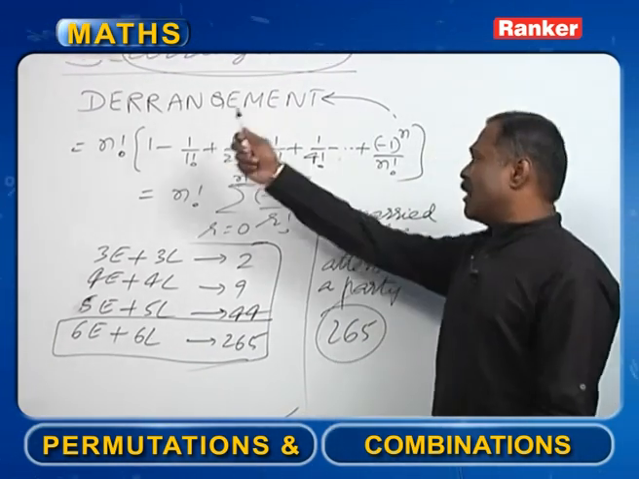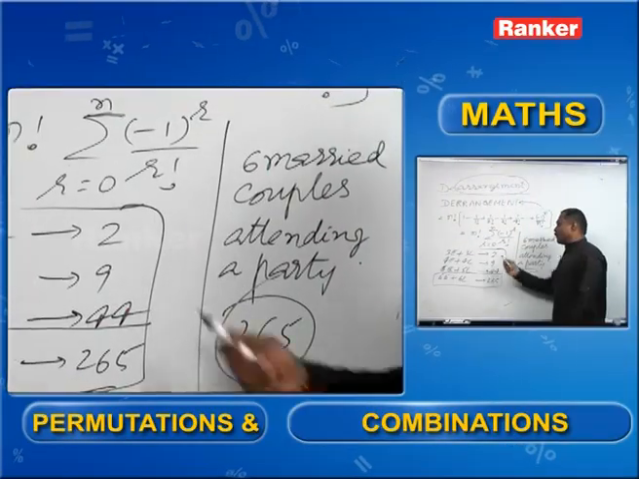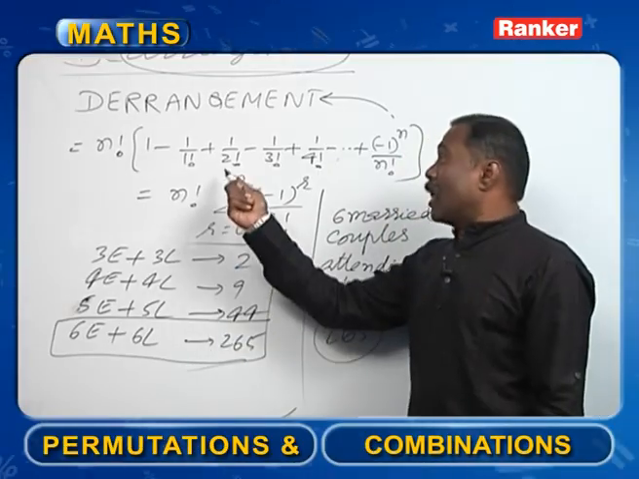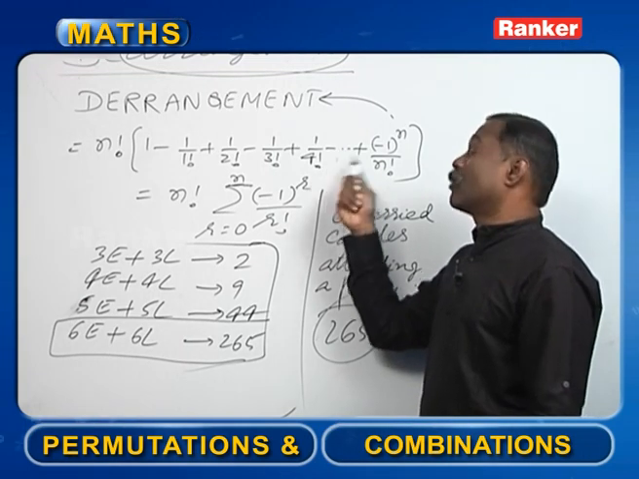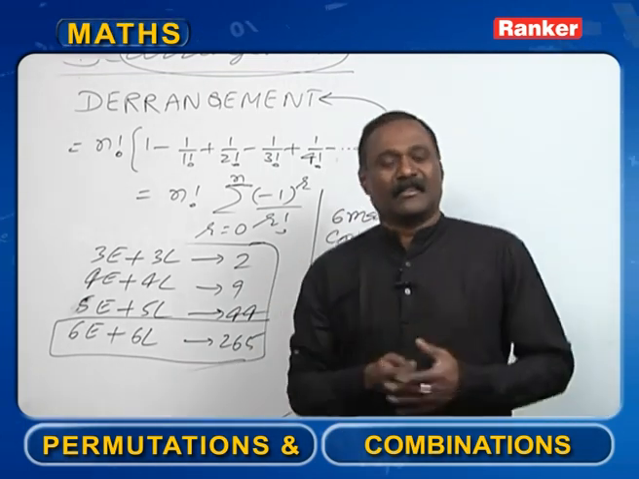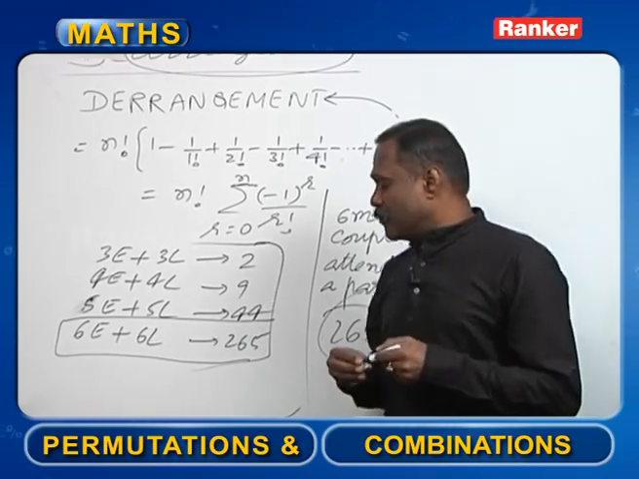Understand it? So otherwise, if you want to apply the formula, instead of remembering this, you can apply this. N is equal to 6. It goes up to minus 1 by 5 factorial plus 1 by 6 factorial, like that. Okay, this is nothing but the de-arrangement of things.